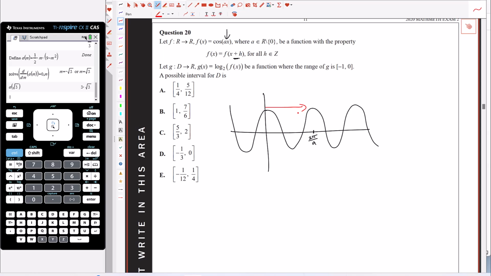Alright, so we want to let g be a log function. Oh, sorry, no, it's log of this cos function with an unknown domain. It needs to be a function where the range of g is -1 to 0. A possible interval for d is. Okay, so there's quite a lot for us to think through here.